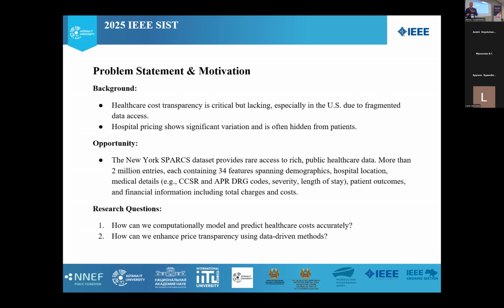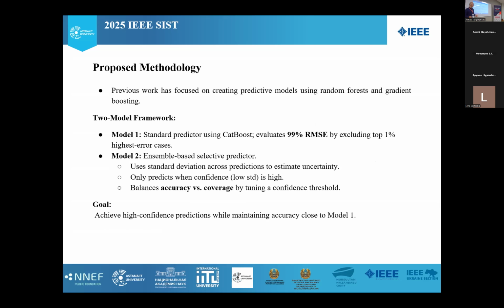It will just tell you demographic information. What is the patient's age roughly? What is the race? What is the gender? How did they pay for the treatment? What insurance? Different surgical outcomes, severity of illness, length of stay in the hospital, and so on. So I'm using all those things. And the research question is how can we predict healthcare costs and how can we enhance price transparency?